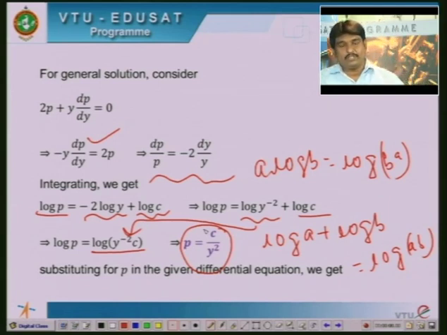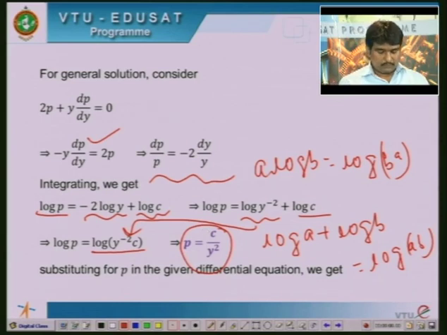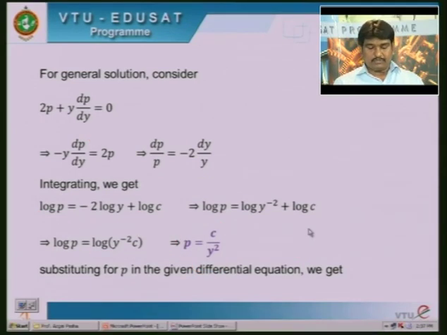The next step is you have to substitute this p in the given differential equation. You have to eliminate p. Let us substitute this in the given differential equation.